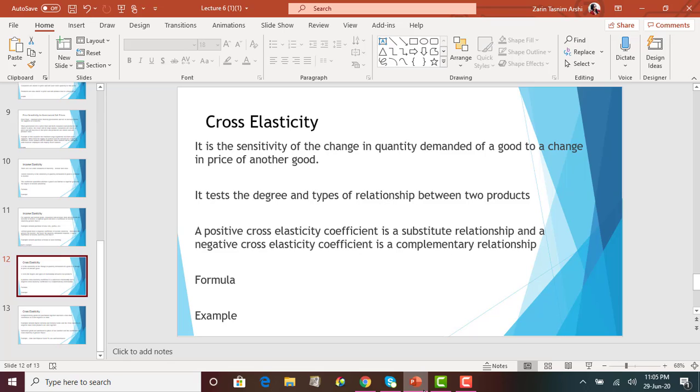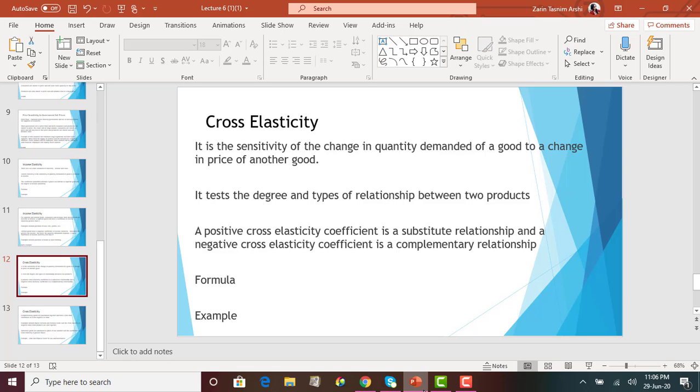But remember, when we end up with a positive coefficient, in this case, a positive number under cross elasticity of demand, that means that the two goods are substitutes. So if we have Coke and Pepsi and we have a positive coefficient, Coke and Pepsi are substitutes to one another. That means they can be replaced by one another.